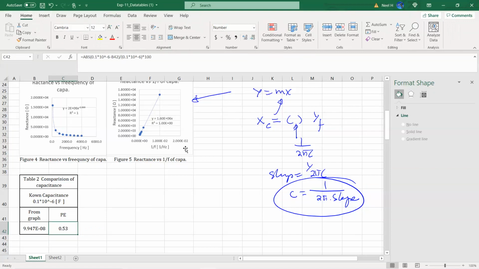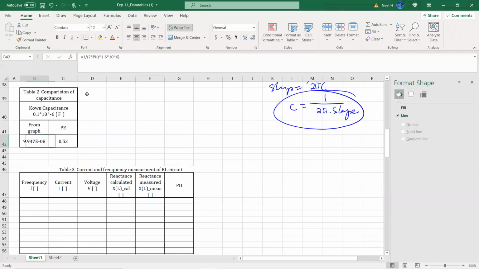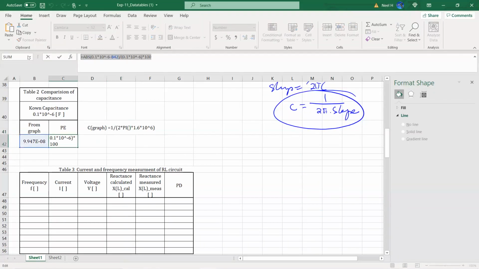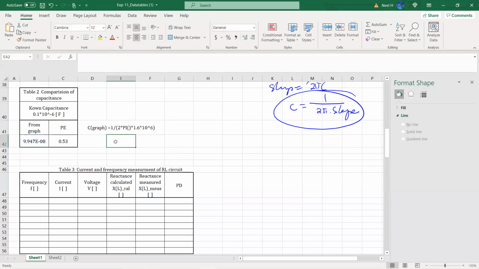Make sure percentage errors or percentage differences do not show more than two significant figures, as more has no physical meaning. And let's put this calculation function in here. That's going to be the C from graph. And then the percentage error function we can also place here.